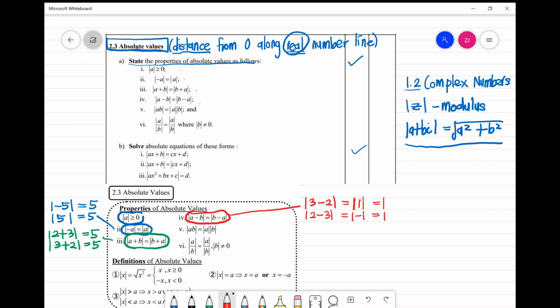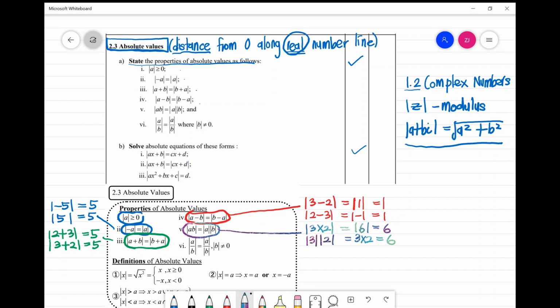Then what about the next one? Absolute of AB is equal to absolute of A times absolute of B. Let's give an example. If you have absolute of 3 times 2, this will become absolute of 6, which is equal to 6. Then if you have absolute of 3 multiplied by absolute of 2, this will become 3 times 2, which is also equal to 6. So this also proves the property.